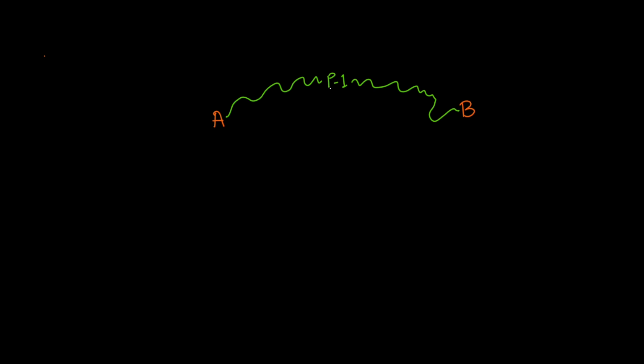Now the length covered while using path 1 is 100 meters. Now there's another way we can go from A to B. We can go from A to B using a straight path, and the length of this path is 20 meters.